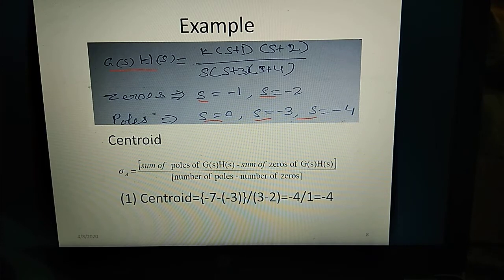Now let us find out the centroid. In case of centroid, sum of poles of GH will be 0 minus 3 minus 4, that is minus 7. Sum of zeros of GH, that is minus 1 minus 2, that is minus 3. So put in the formula: minus 7 minus (minus 3) upon number of poles 3 minus number of zeros 2. So this becomes minus 4 by 1, that is minus 4. Means the centroid is minus 4. If the asymptote is there, it will pass through the minus 4 point on the S plane.